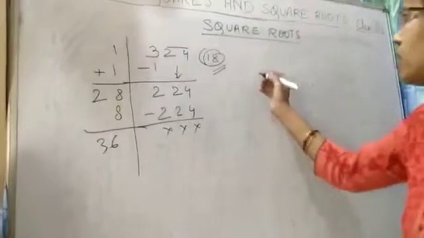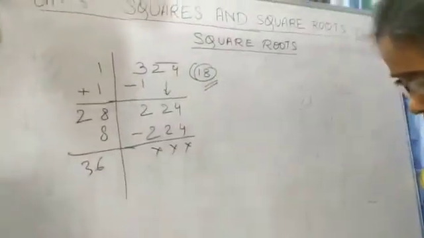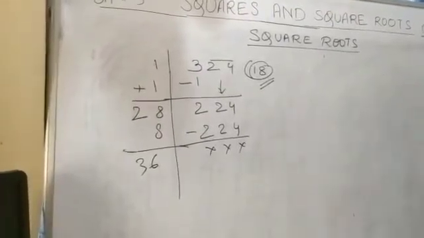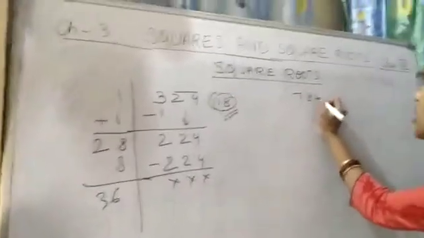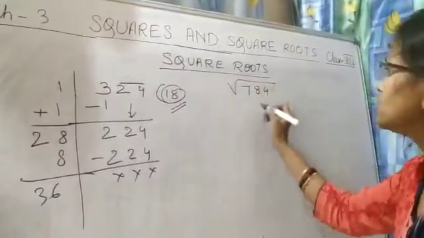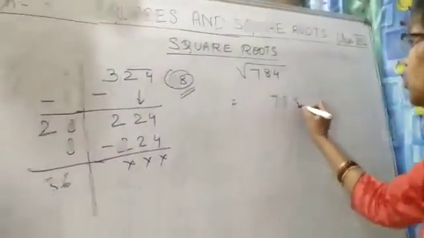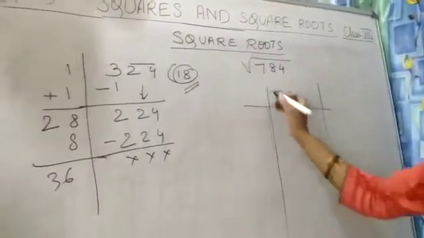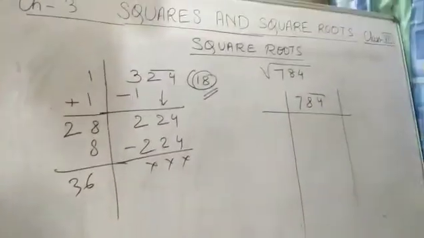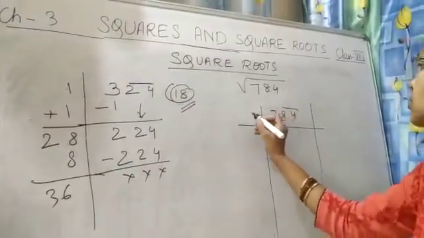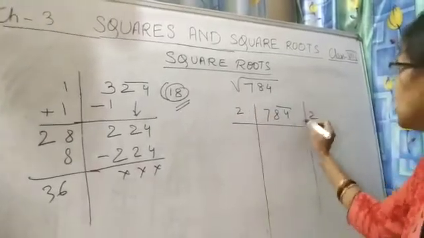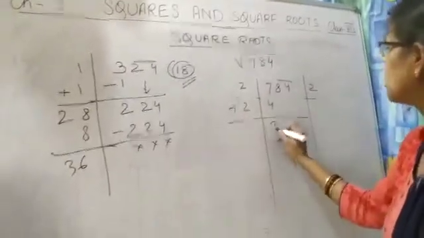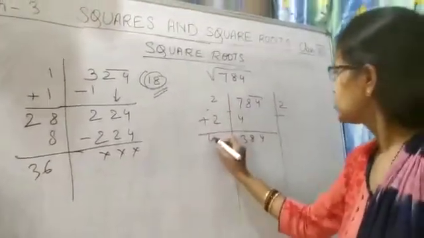Okay. Now one more example I am taking from the book: 784. We have to find the square root of this. So write down 784. Two twos are 4. Add it here.